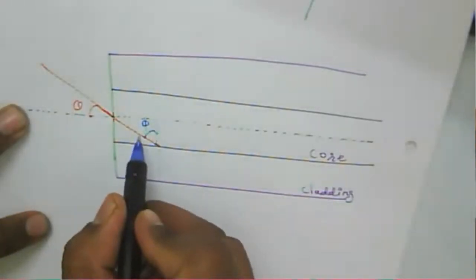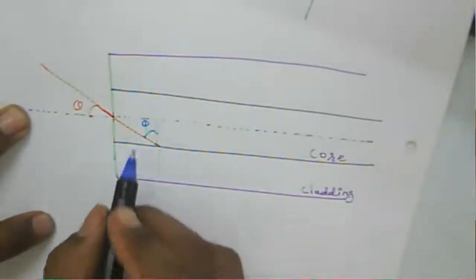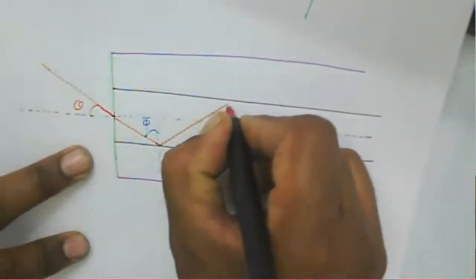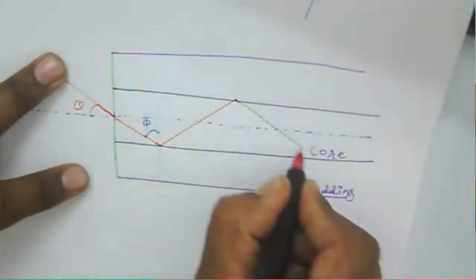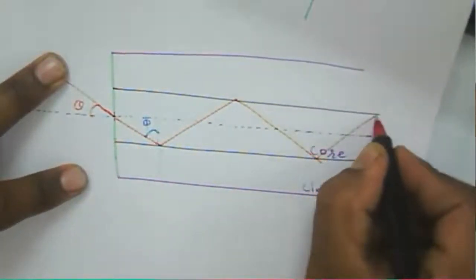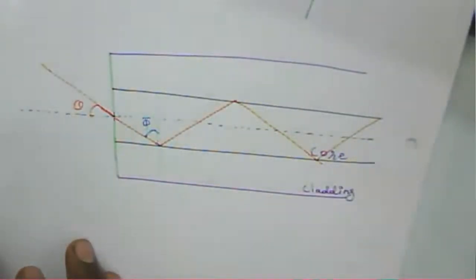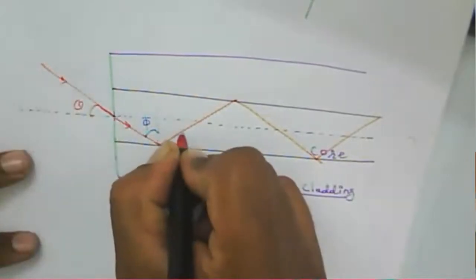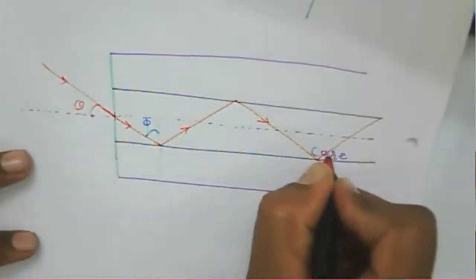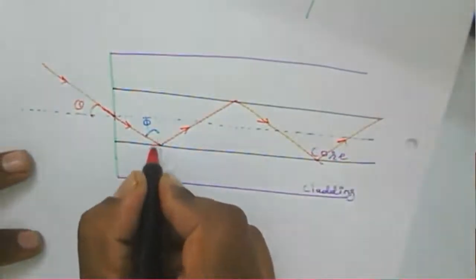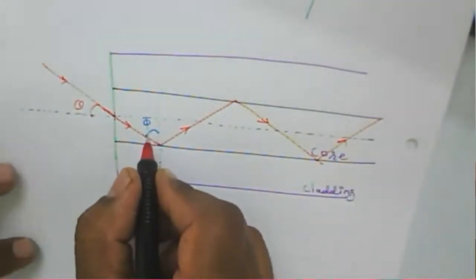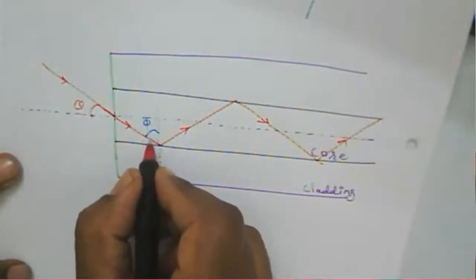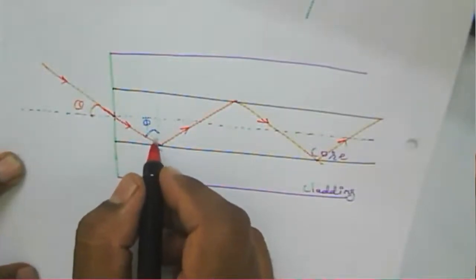If this angle is greater than the critical angle, then your light will be reflecting from the fiber boundary. Likewise, your light will be reflecting from the fiber if it is greater than this critical angle. So this is the incident light, and it will be reflecting from the boundaries, but the condition is that this angle is greater than the critical angle.